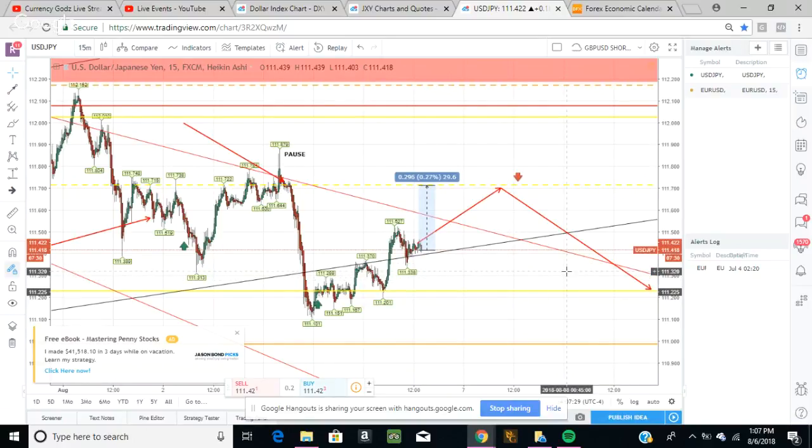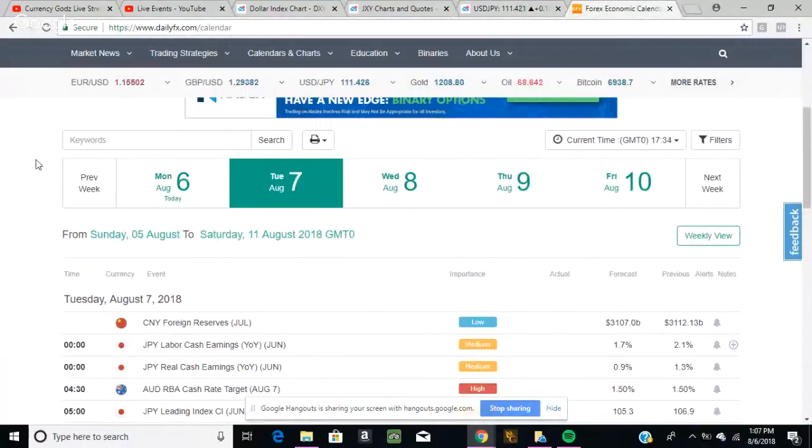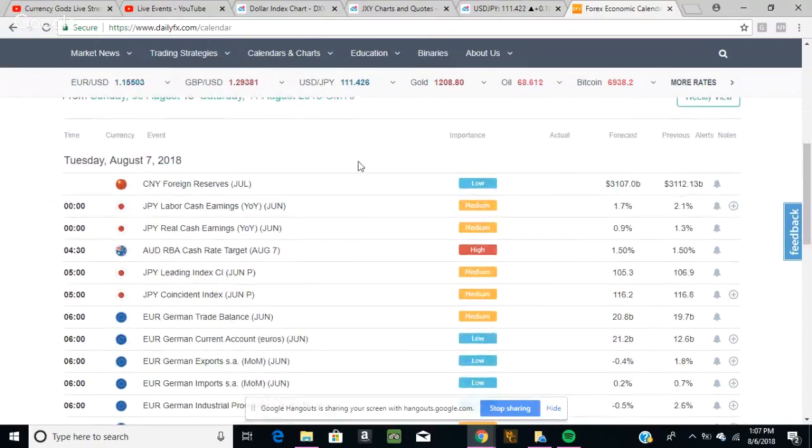What I actually want you to always be doing, though, is making sure that you check the global economic calendar. You can Google global economic calendar, or just Google dailyfx.com/calendar, and this calendar will come up. Now, what this calendar is giving you is all the news that's relevant to your specific currency pair. So you can see today with the Japanese yen, we got some medium news that was released to the public, and that had an effect on that Japanese yen.